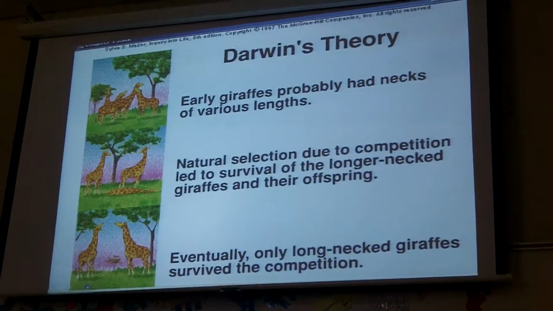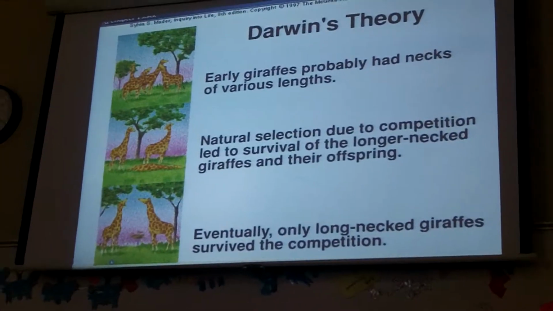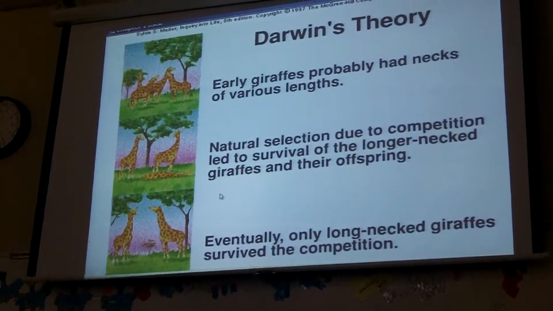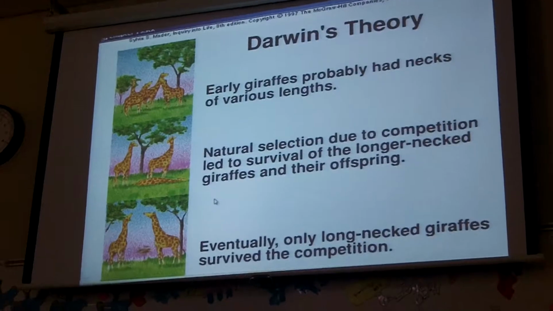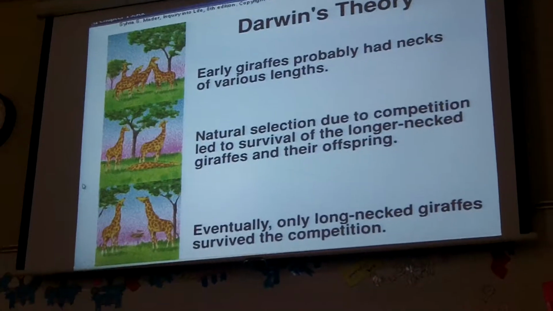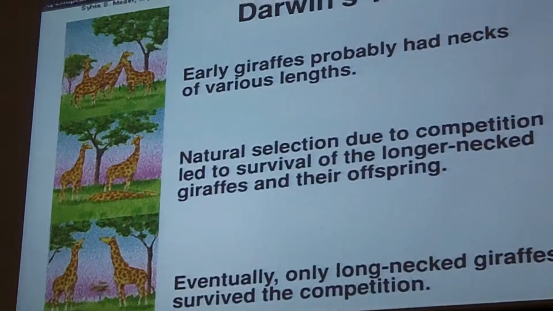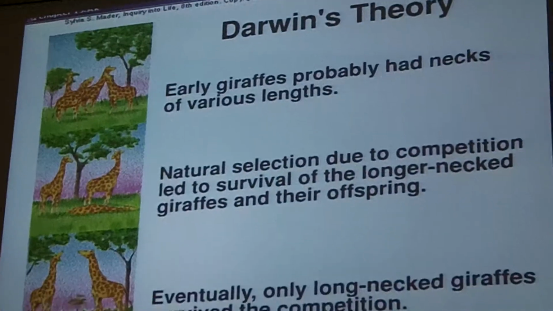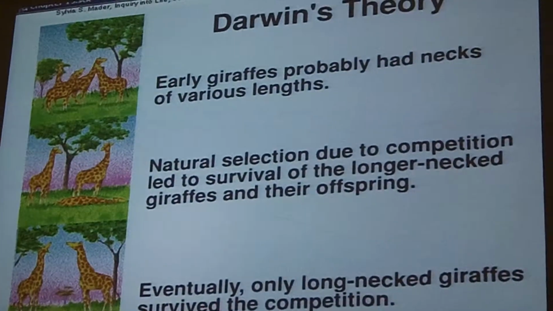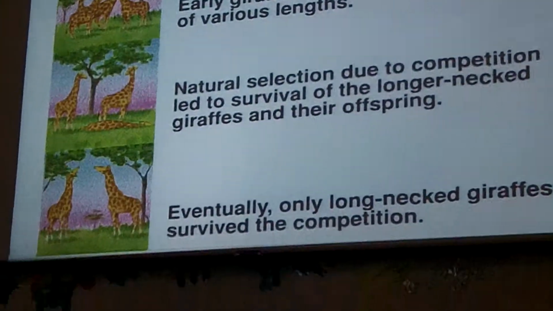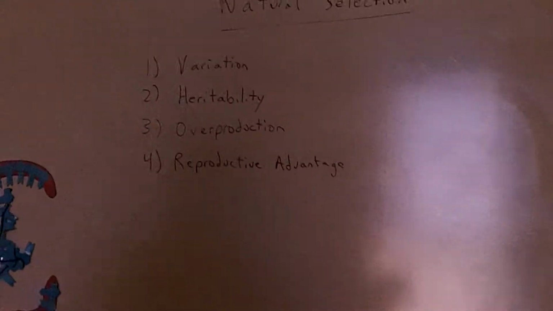So Darwin came up with his theory, and his theory of natural selection has 4 points to it that you need to understand. The first point is called variation. Organisms in a population have variation.